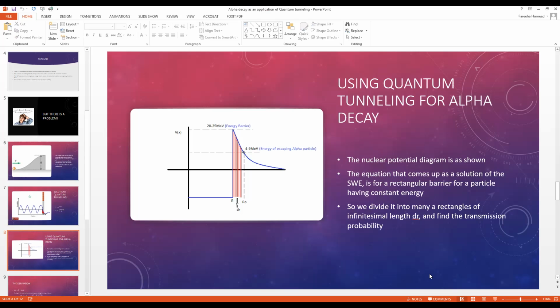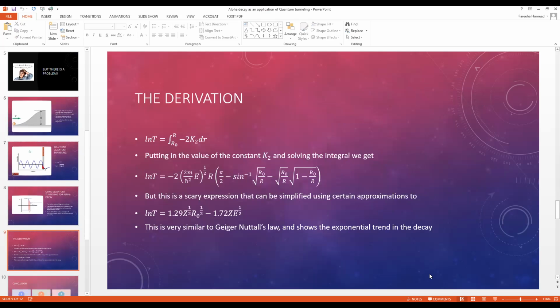Well, you see that derivation, it's beautiful, it's amazing. And this is the nutshell of our derivation. At start our expression was this one: T is equal to e to the power negative 2kl. Now, we have integrated it. First of all, I have taken natural logarithm in order to avoid writing everything in exponents. It's very tedious. So with this we get ln of T is equal to integral of r to r naught minus k2 into dr.